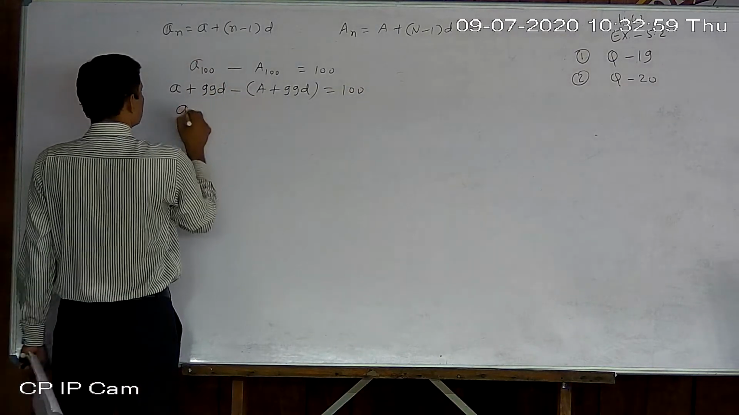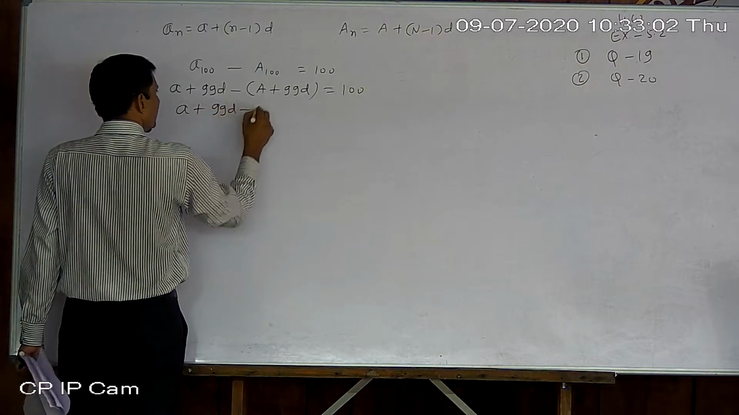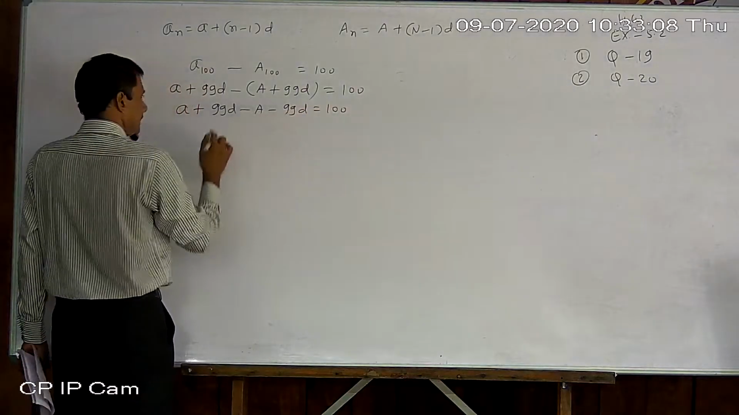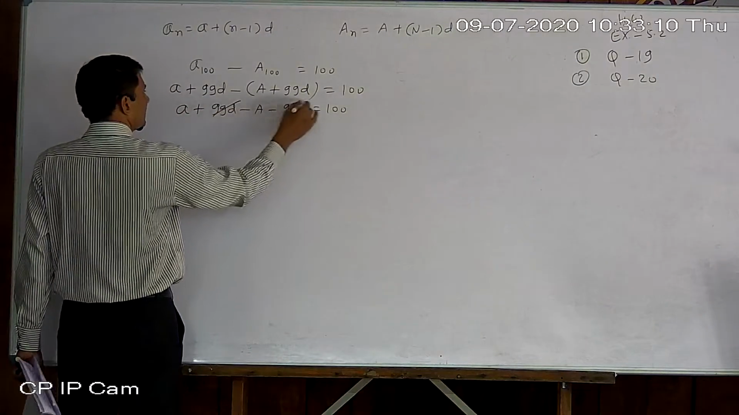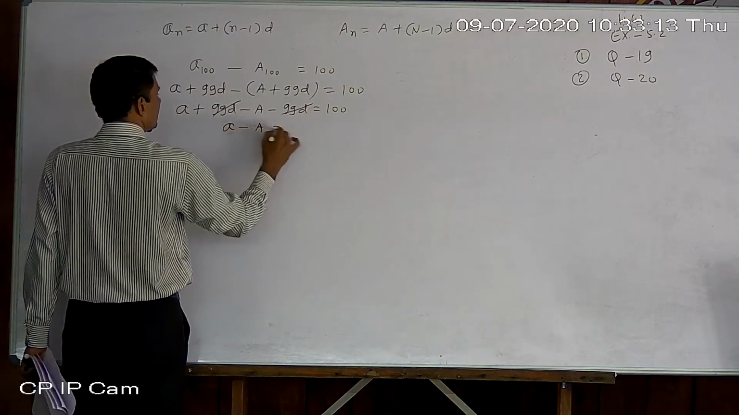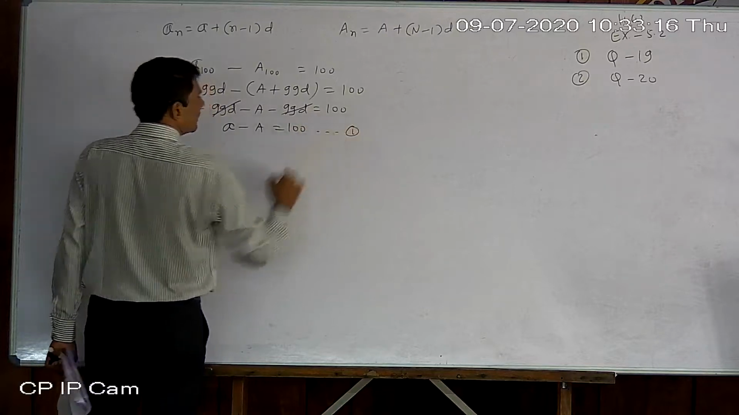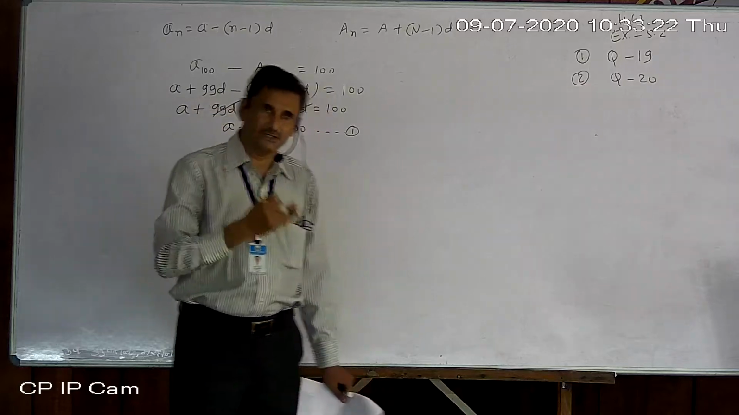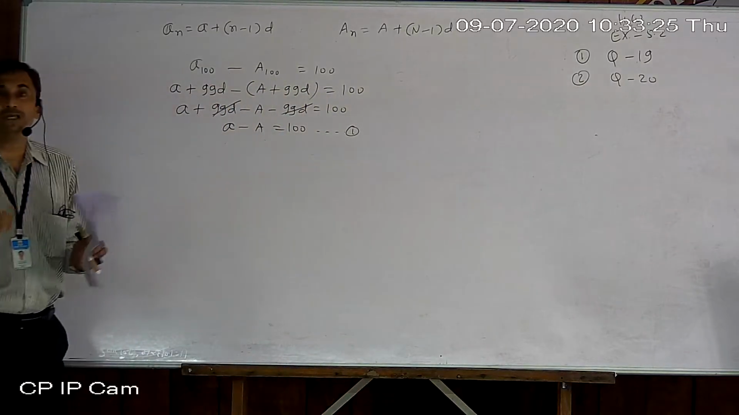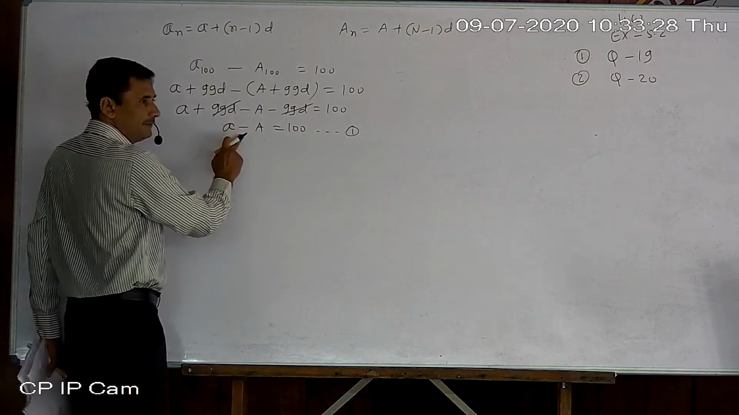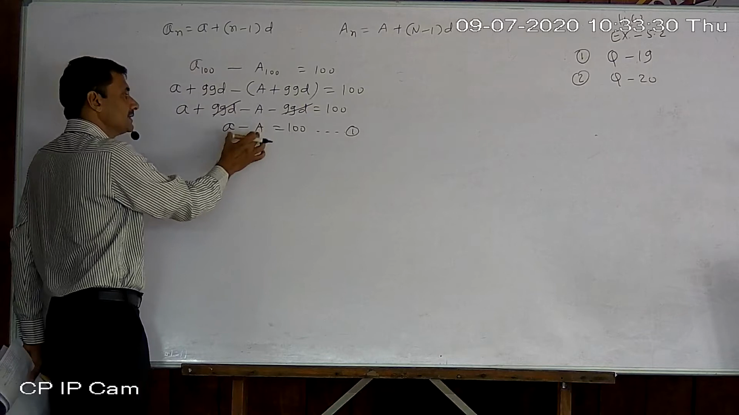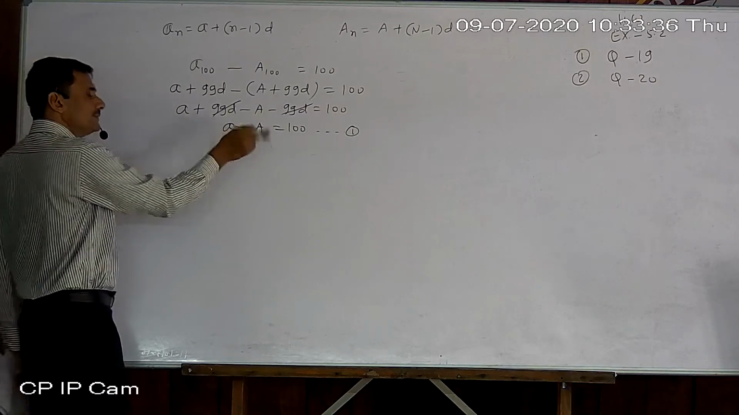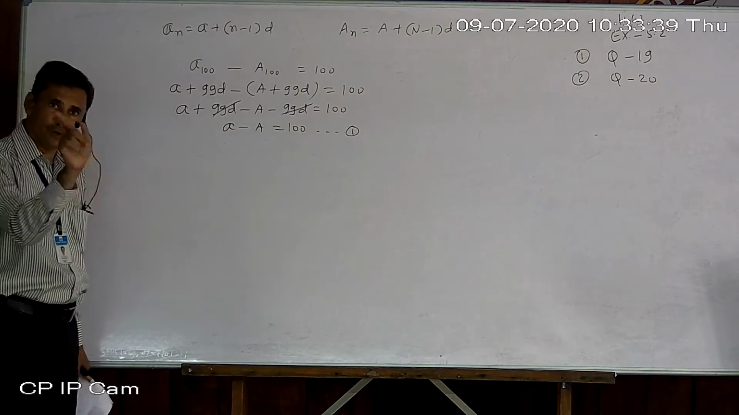Now just open that bracket. So a plus 99d minus A minus 99d equal to 100. Now 99d gets cancelled, so a minus A equal to 100. That is one relation. Obviously, we already concluded that the difference between the first terms, the difference between the 100th terms, the difference between the 1000th terms will be equal only. So we came to that conclusion. The initial difference is also 100. If the 100th terms' difference is 100, then the initial terms' difference is also 100. And now the 1000th terms' difference will also be 100.